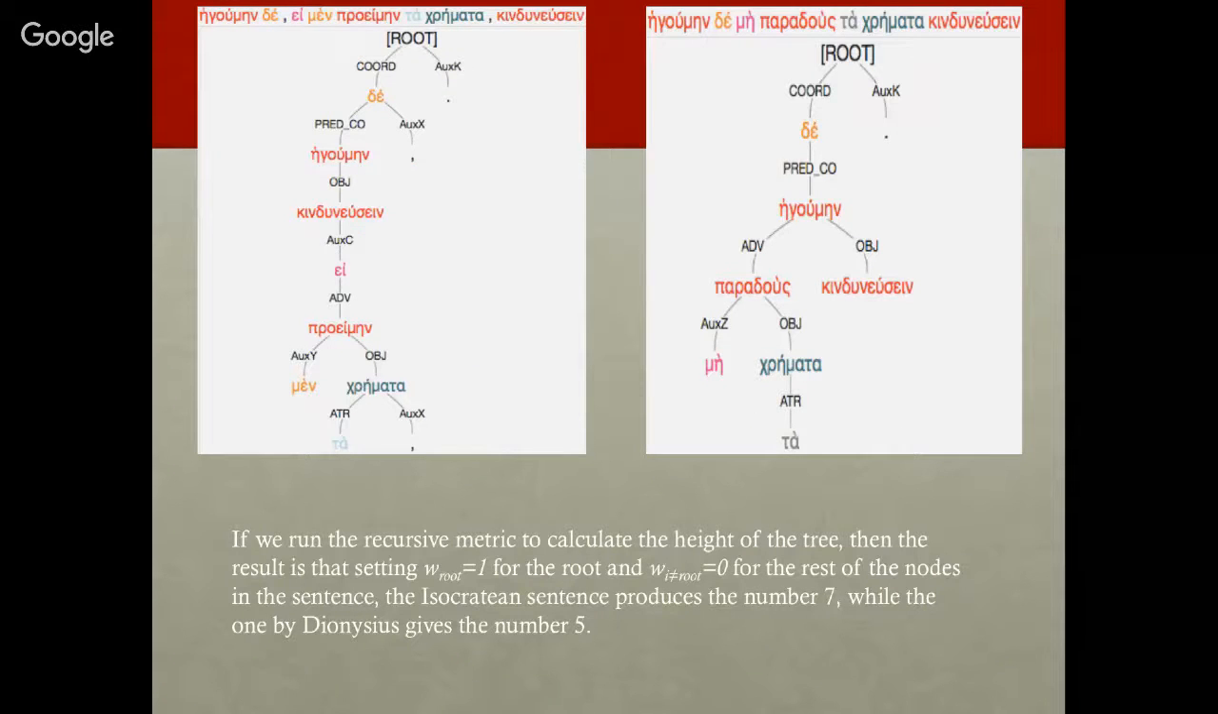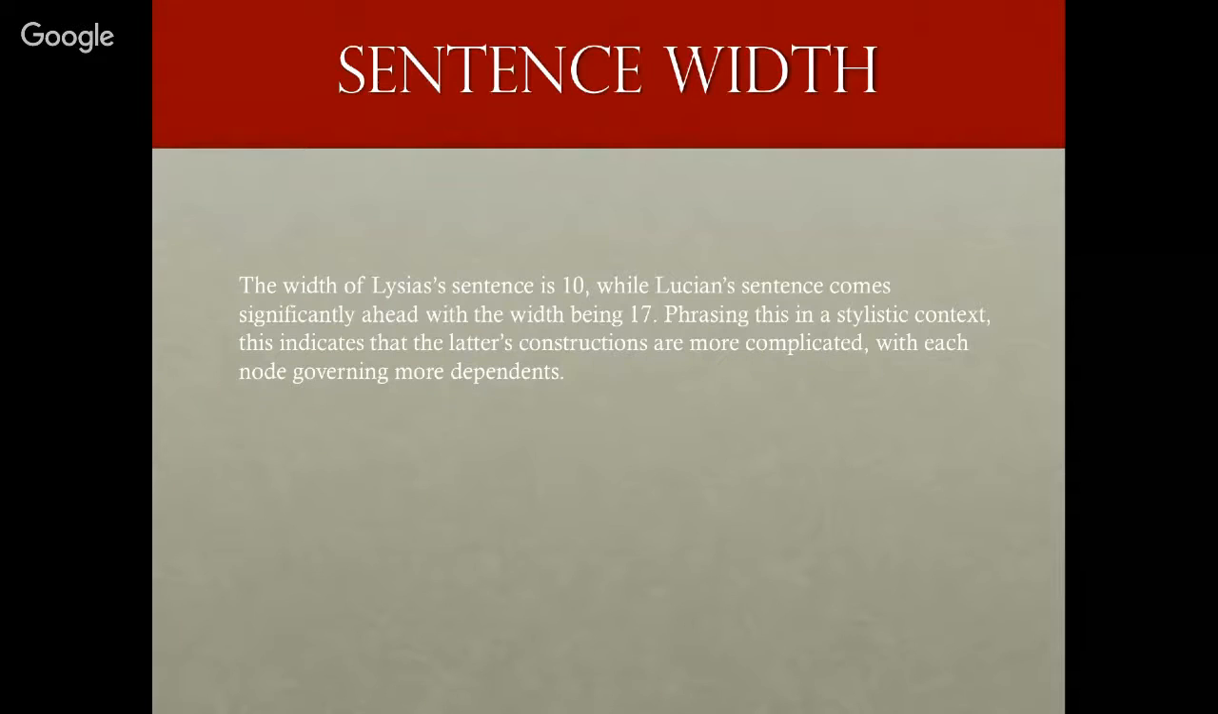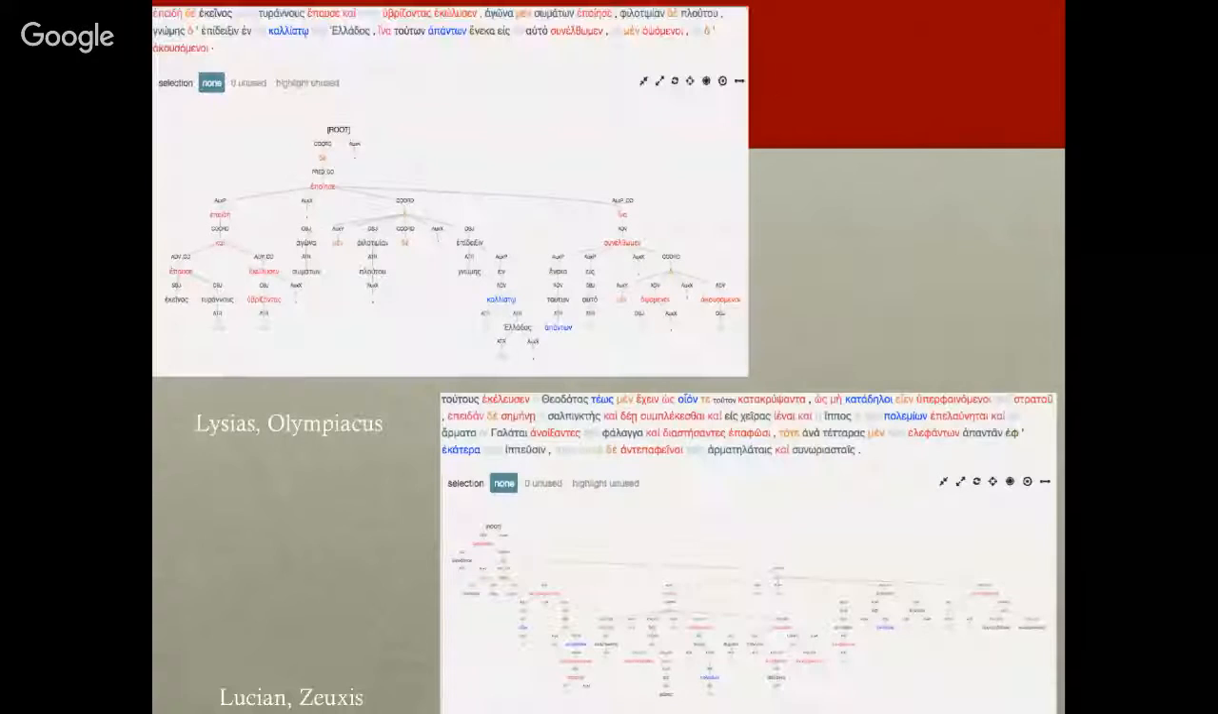For that particular sentence that we discussed before, the height of the tree for the sentence on the left, the original one, is 7, while DIONYSIUS it gives us number 5. So even a simple calculation indicates what the philological analysis has already showed us. From these 2 sentences that seem very complex, if you want to calculate a sentence width, in the case of LYSIAS' sentence, the one on upper left is 10. For LUCIAN, the number is 17.